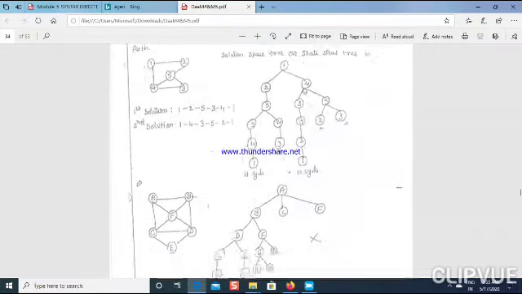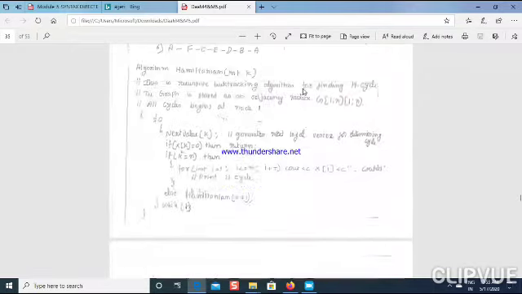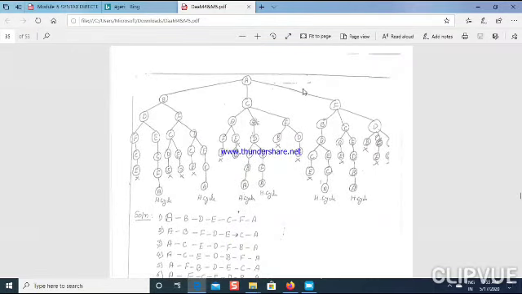And no time complexity will be asked on all these backtracking concepts: N-queen, sum of subset, Hamiltonian. Usually they won't ask you what the time complexity is.